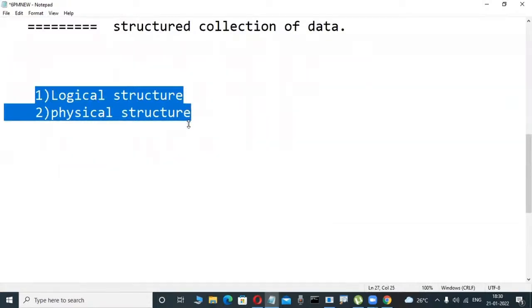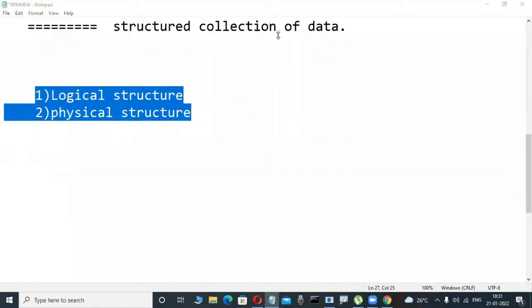Anybody in our class, maybe computer students, or those from an academic career side? DBMS, database management system, is a paper, I think in MTech, MCA, BTech, BCA, MSc computers. Tell me briefly, what is the difference between logical and physical structure? Anybody have an idea? It's easy, not difficult.